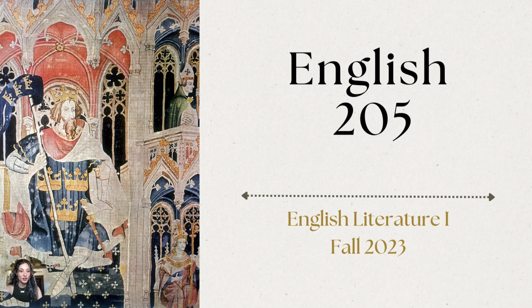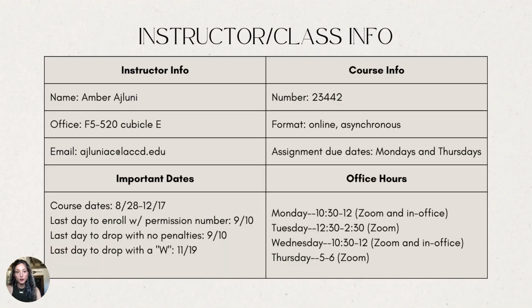All right, so let's talk a little bit about the syllabus. This is English 205. The class name is English Literature 1. And I'm going to start with a bit about the course overview. We've got my information here, Amber Ajloni. My office is F5520 cubicle E, and my email is ajloniac@laccd.edu. The format of this course is online and asynchronous, so we won't be meeting, we won't be having any Zooms, but there are office hours.